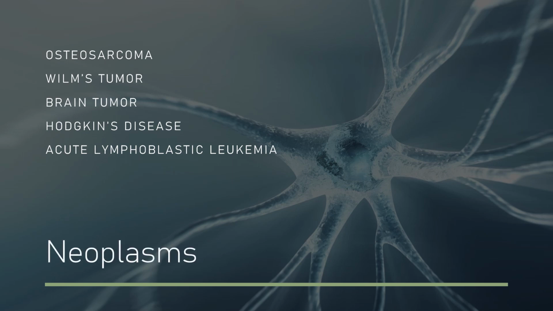All right, Neoplasms, which is also in your Ricci text, chapter 46. We're going to specifically talk about osteosarcoma, Wilms tumor, brain tumor, Hodgkin's disease, and acute lymphoblastic leukemia.